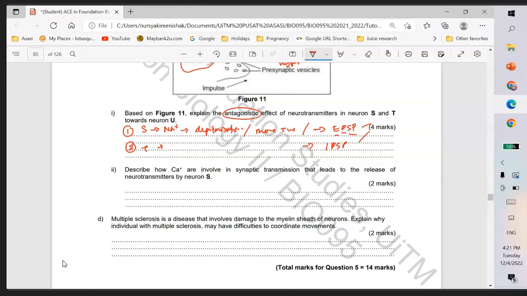The last question please by Hazim, Ku Ahmad Hazim. Question D. Multiple sclerosis is a disease that involves damage to the myelin sheath of neuron. Explain why individuals with multiple sclerosis may have difficulties to coordinate movement. Answer is, when the myelin sheath is damaged, the nerve will be exposed to either electrical impulse or ion, making the transmission of nerve impulse to brain will be disturbed.